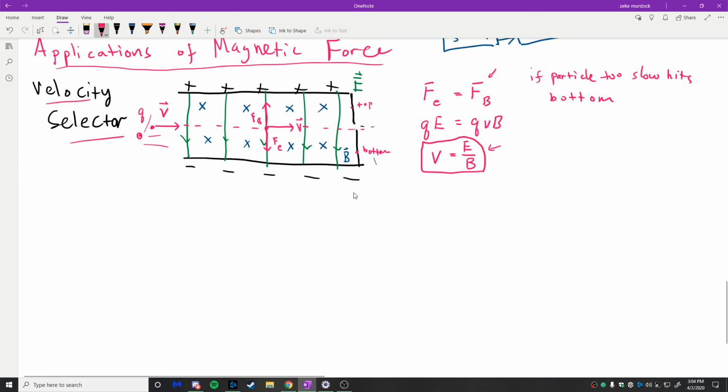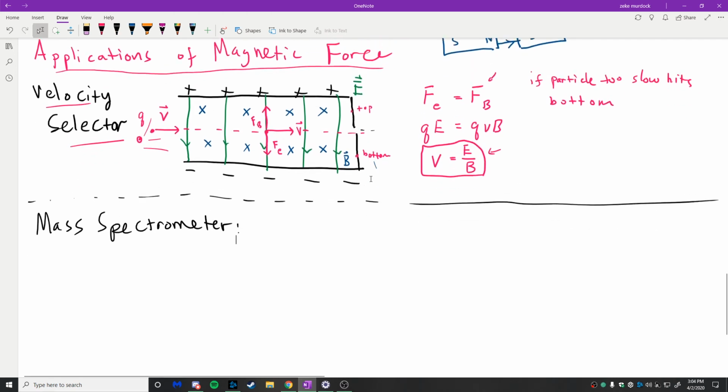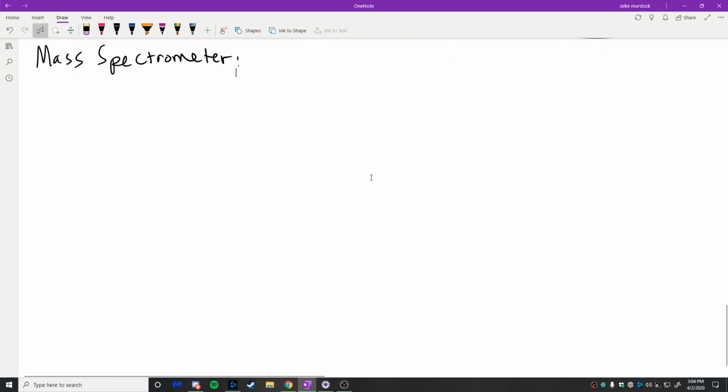Okay, one more application. And this may be something you've used before. I don't know. Have you guys ever used a spectrometer before? In your chemistry classes, maybe? You guys ever used one of those? In labs you have? Okay. So this is pretty much how it works.